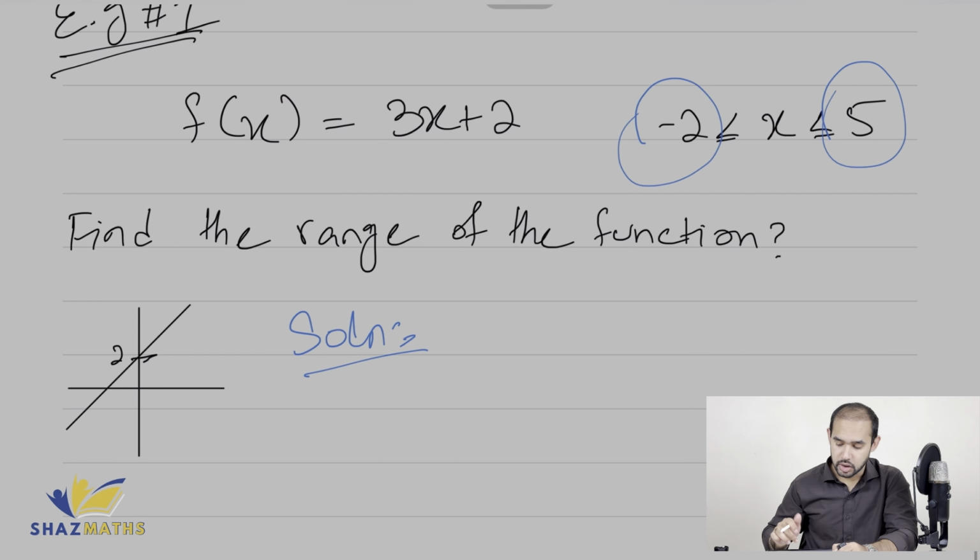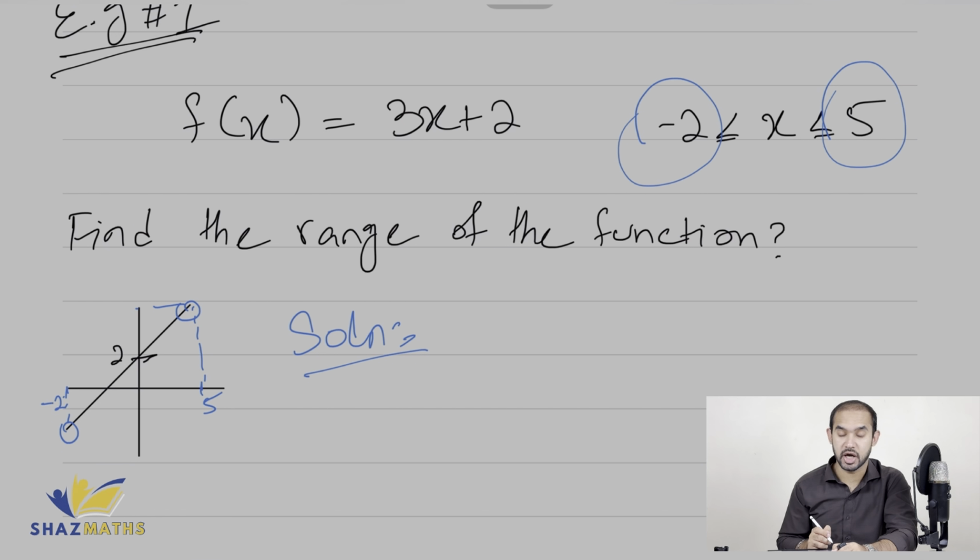Now again, I'll think about the same concept: what is the minimum value and what is the maximum value of the function in this given domain. So -2 would lie somewhere here, and x equals 5 would lie somewhere here, right? So let's have a look. What is the value of y at -2, and what is the value of the function at +5?